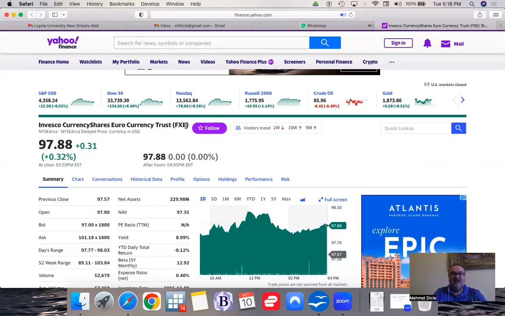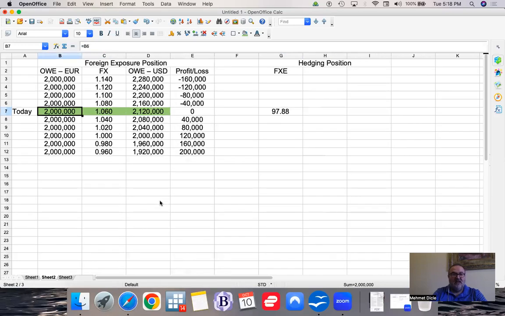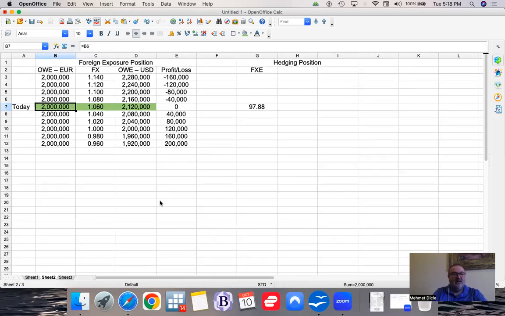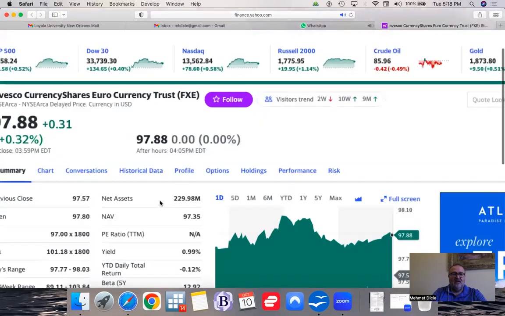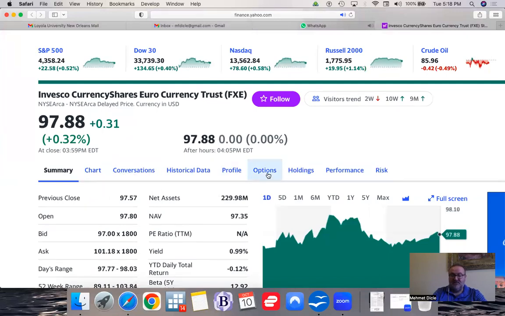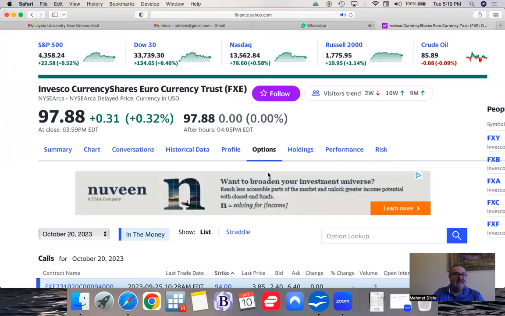However, we don't want to buy the ETF because we literally want leverage. We want to be generating a position that makes us profit as the exchange rate goes up. So notice under the menu, we have options. And last week, we talked about the call options and the put options. And remember that the call option gives you, the buyer of the option, the right to buy an underlying asset. In this case, the FXE is the underlying asset.